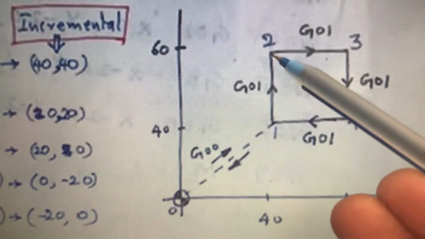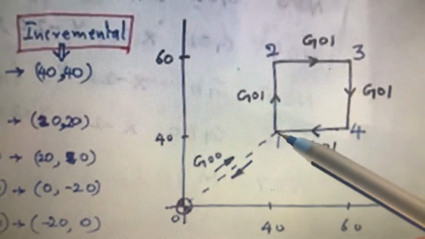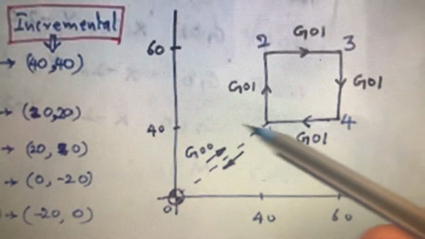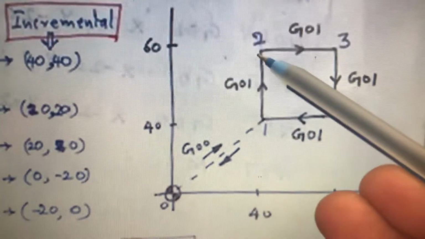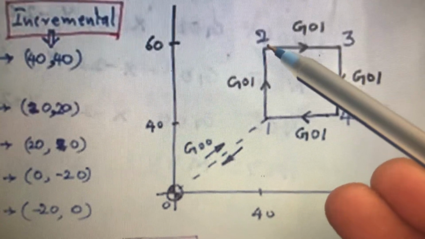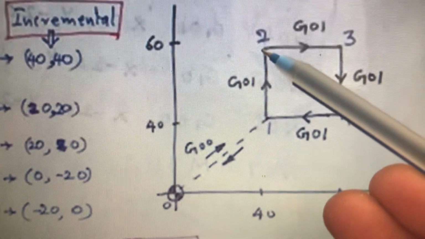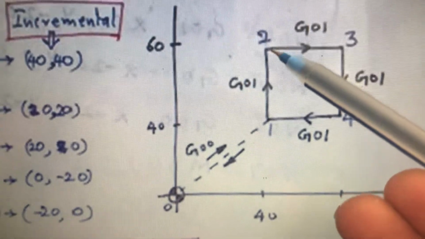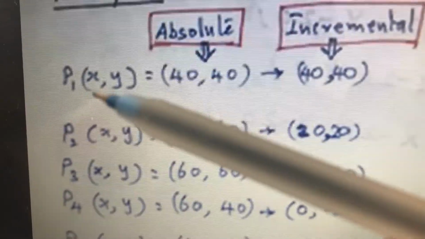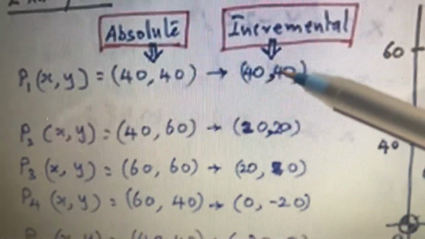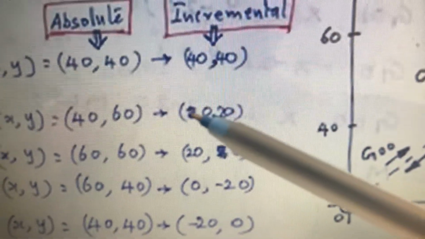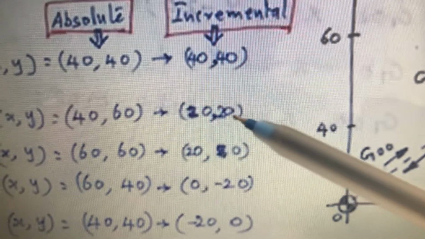What is the value of y in point number 2? Since this is the origin, the value at the origin is 40, and at 2 the value is 60. So 60 minus 40 is 20 units. So the value of y is 20. So at point number 2, the value of x is 0 and the value of y is 20. This is what we have written here. At point number 1, in incremental it is 40 40. In point number 2, in incremental it is 0 comma 20. I have erased the earlier entry.